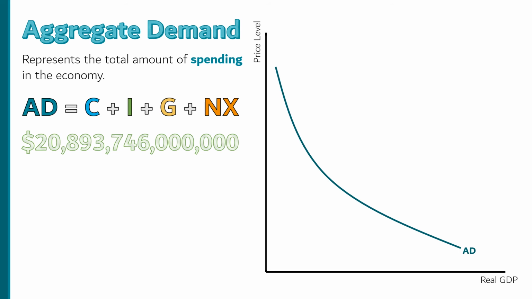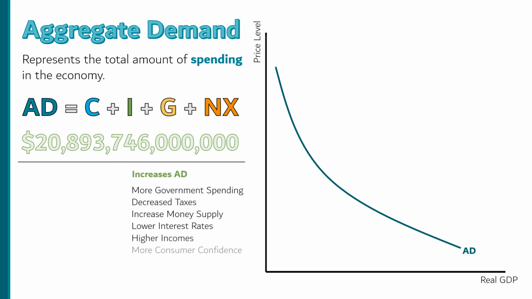So when we graph aggregate demand, the curve we draw represents a fixed amount of total spending, where every point on this line represents the same level of nominal GDP. There are many ways to increase total spending. More government spending, decreased taxes, increases in the money supply, lower interest rates, higher incomes, more consumer confidence, and positive outlooks can all have an impact on M or V, either directly by changing the money supply or by changing the rate of spending, which is the velocity of money, V.